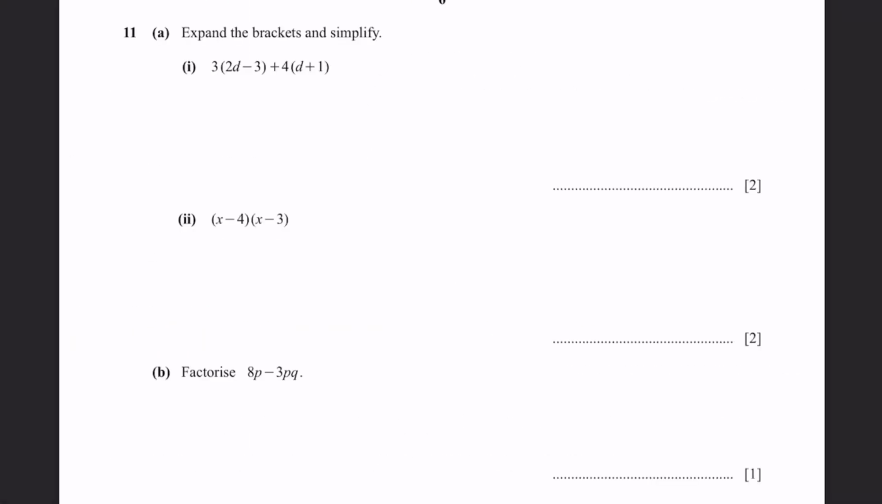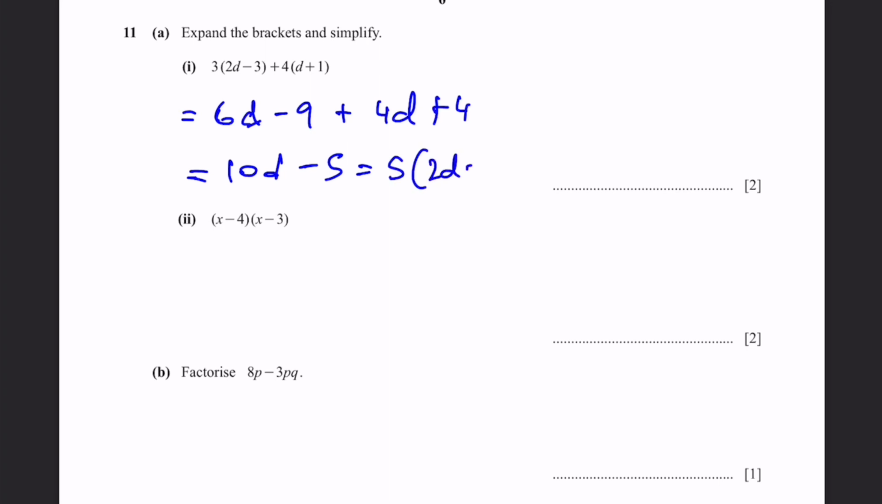A. Expand the brackets and simplify. 1. 3 into 2D minus 3 plus 4 into D plus 1. So we can simplify it as 6D minus 9 plus 4D plus 4 is equal to 10D minus 5, which you can write as 5 into 2D minus 1.